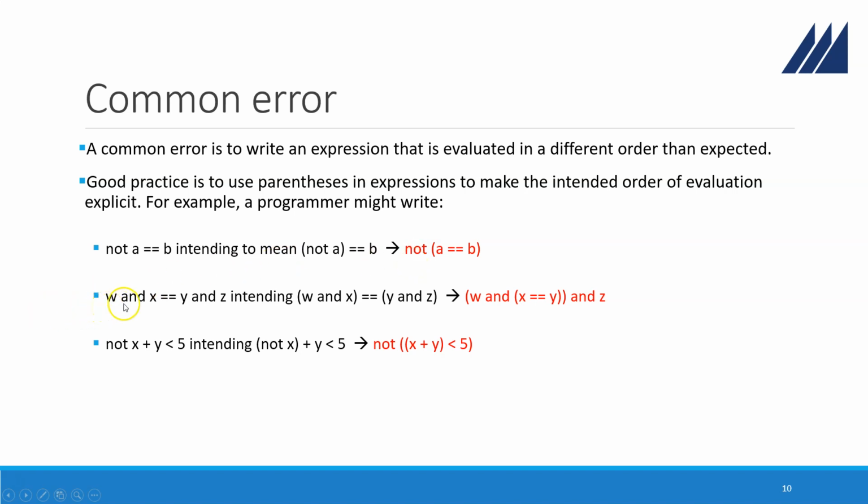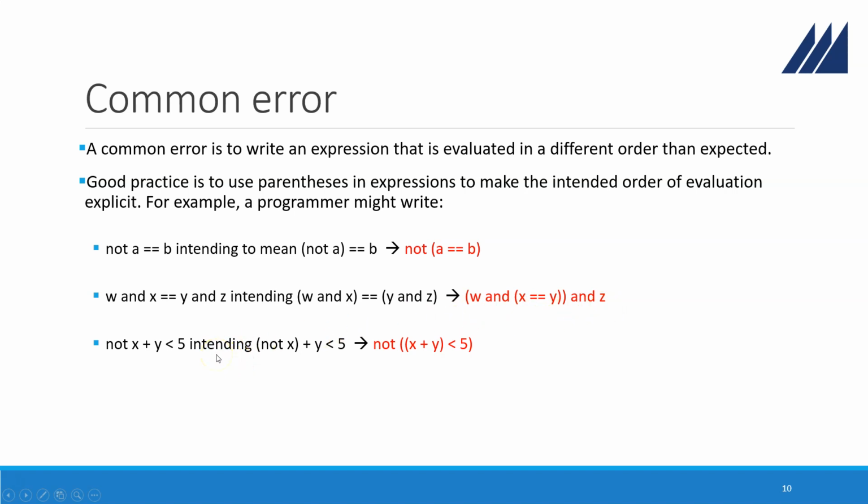Same thing in the second example. If you say W and X equal to Y and Z, you are probably trying to say W and X, is this equal to Y and Z? But because the operators have different priorities, you end up with something like this. It evaluates first X, is it equal to Y? Whatever the result, it says and Y. Whatever result I have, it says and Z. And so on and so forth as in the third example.